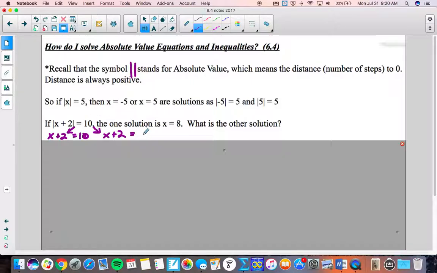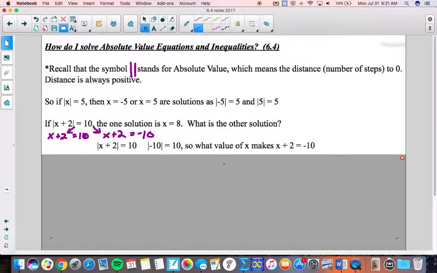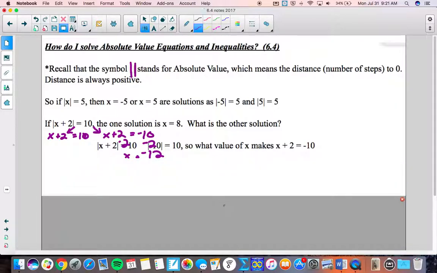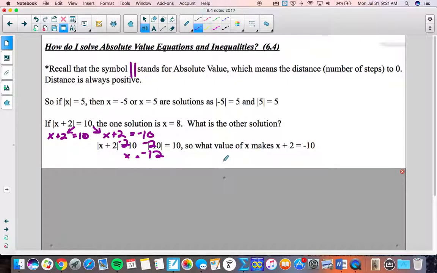What if we factored in the -10? That's like the opposite side of the number line. If I wanted to be 10 steps from 0, I could be at -10. So what number for x here, when I add 2, puts me at -10? Now you just solve this equation, just like we could have shown our work and solved this equation. This gives us 8, which is a solution. This gives us our other answer, the other solution, which would be, I think, -12 here. Subtract 2, x equals -12. Boom.